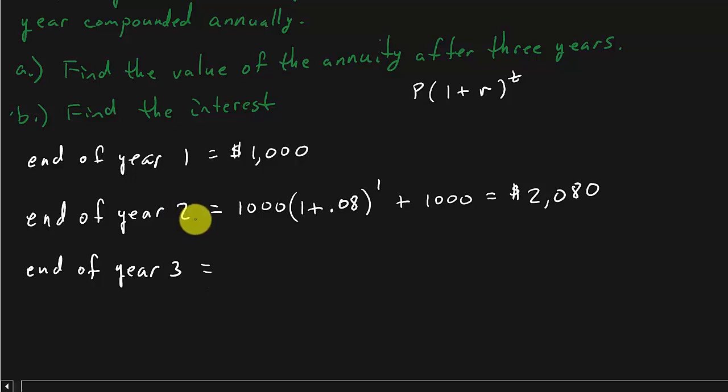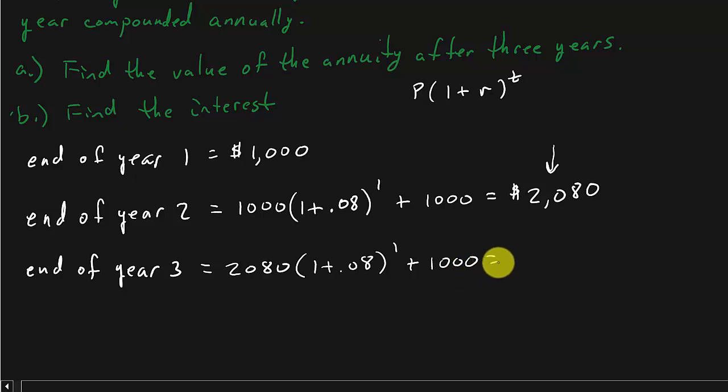See, from the end of the second year, that's what we're going to have, the 2,080. Now we go through the third year. Well, we've got to calculate the interest on that value. So that's going to be 2,080 times 1 plus 0.08 raised to the first, because remember, the interest on this 2,080, that's just for 1 year. Okay. And then we've got to add in the amount that we deposit at the end of the third year.